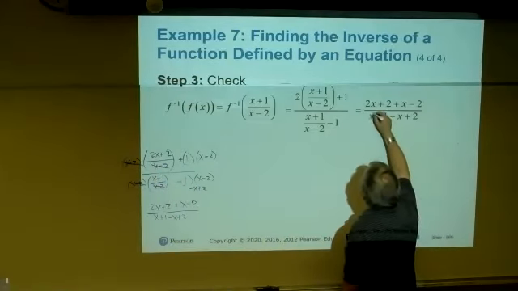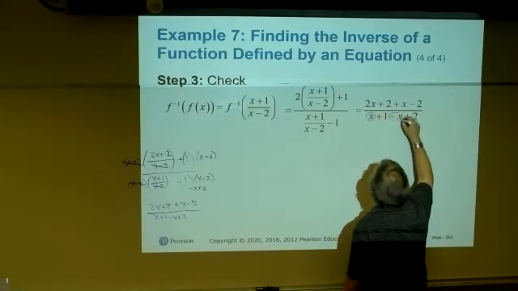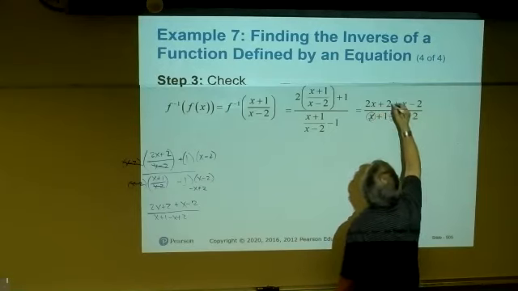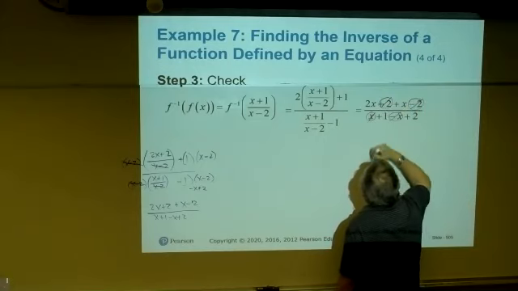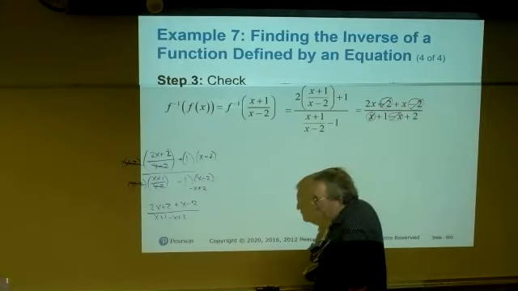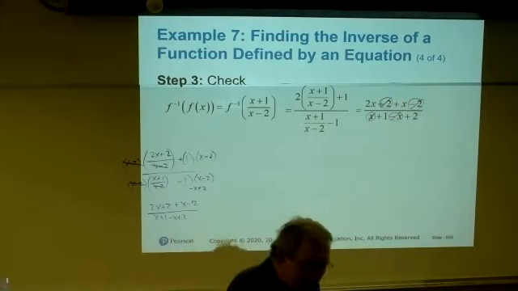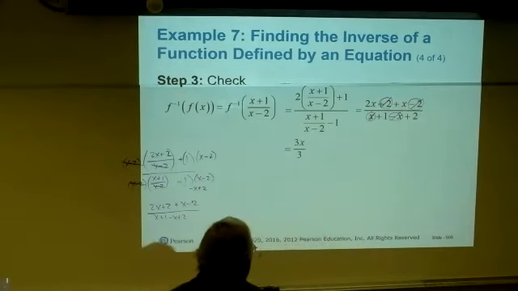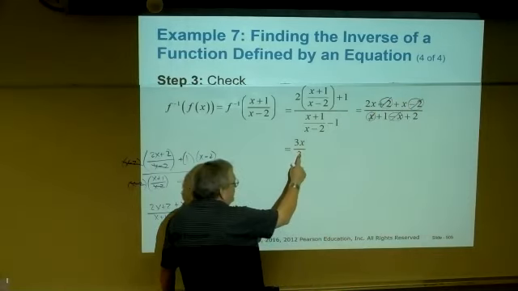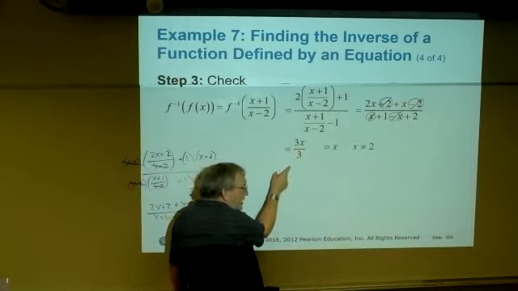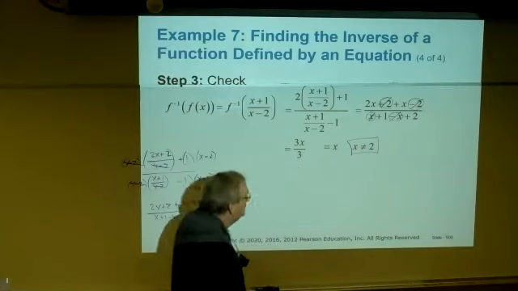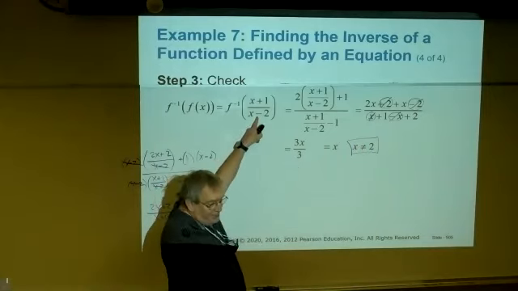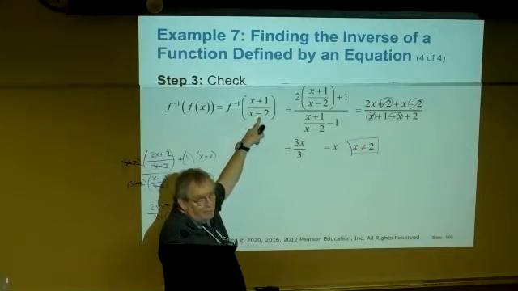In my denominator, I have x and negative x, those go to 0. In my numerator, I have a positive 2 and a minus 2, those go to 0. So my numerator is 2x plus x, which is 3x. My denominator is 1 plus 2, which is 3. So now I have 3x over 3, and guess what? That's x. And I put the stipulation that x can't be 2 because that's the domain of the inside function. Okay?